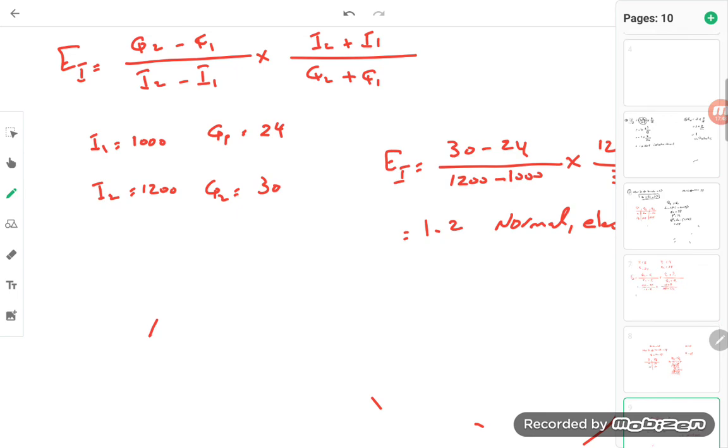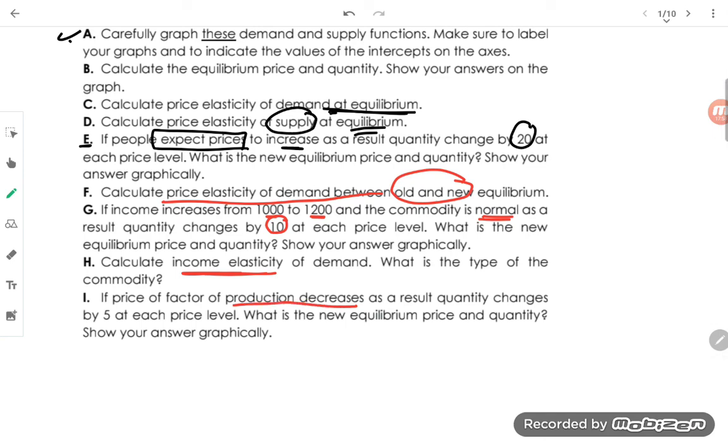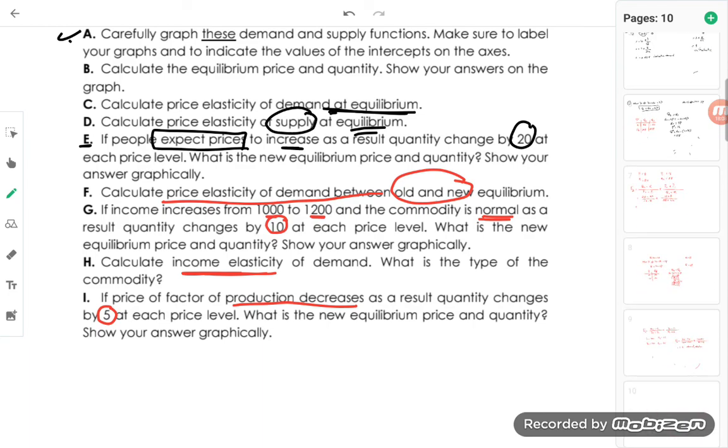The last point. If price of factors of production decreases, as a result quantity changes by 5 at each price level. What is the new equilibrium price and quantity? Price of factors of production is one of the factors that affect supply. So we have to refer to the initial demand and supply functions.